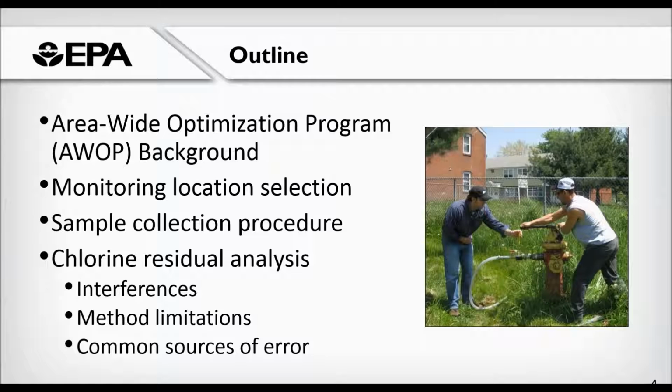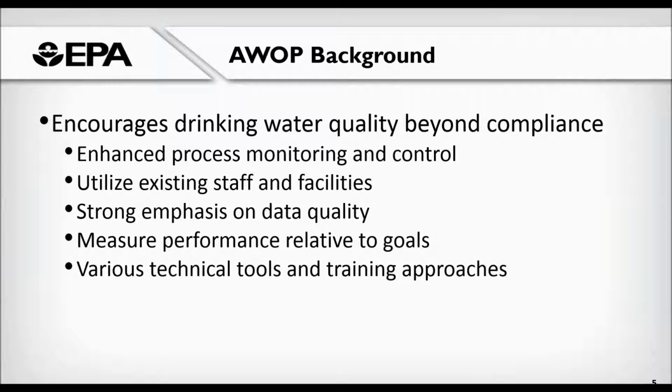So at the US EPA, I work in the Office of Groundwater and Drinking Water, and I support the area-wide optimization program. AWOP encourages drinking water quality beyond compliance levels to increase public health protection. Our program relies heavily on system performance data, and we help build operator capability and encourage operational changes before design changes are made.